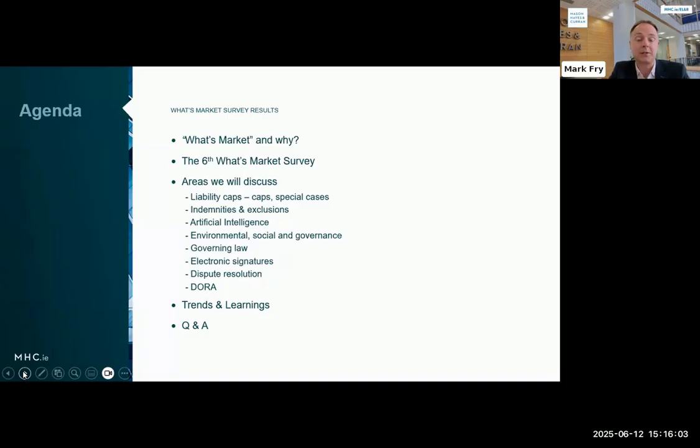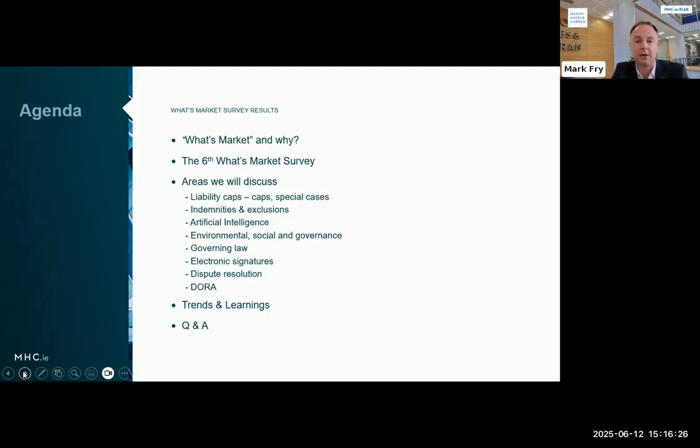So what do we mean by what's market? For the last couple of years at Mason Hayes & Curran, we've been tracking the main clauses in a wide range of contracts, whether it's a software license agreement, facilities management agreement, distribution agreement, or an IT outsourcing. There's always a handful of clauses found in all these types of contracts that most often give rise to the trickiest negotiations. And clients will often ask us, what's a reasonable position for us to take on these provisions?